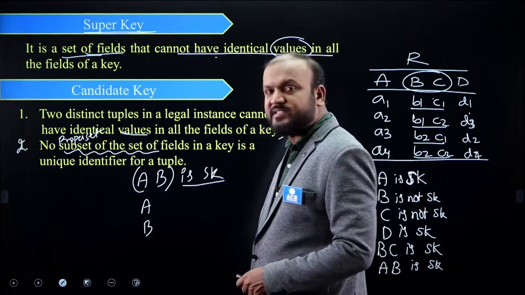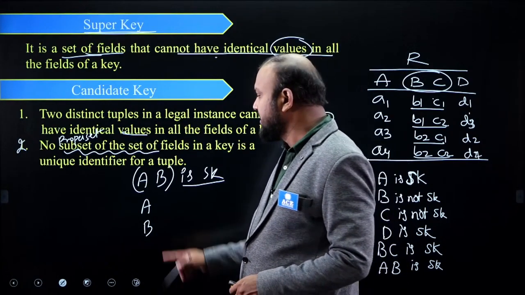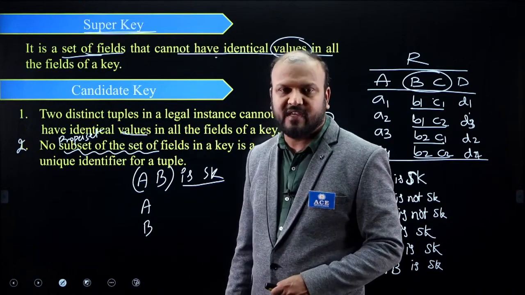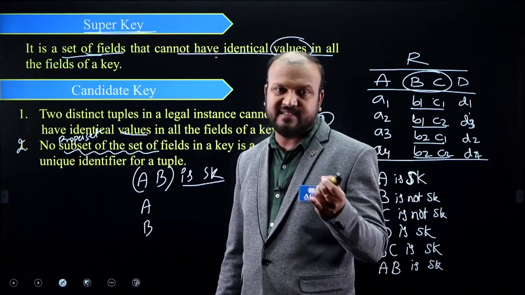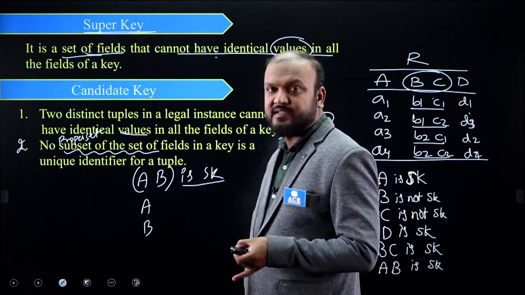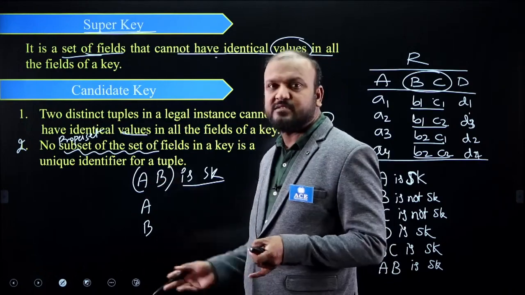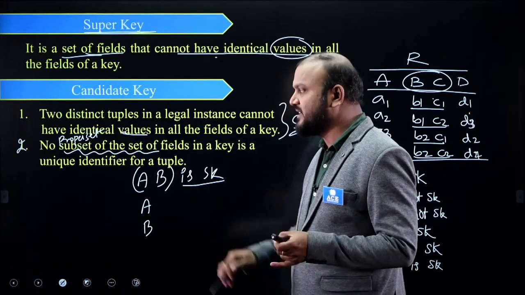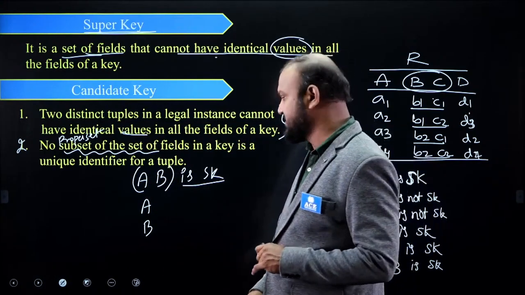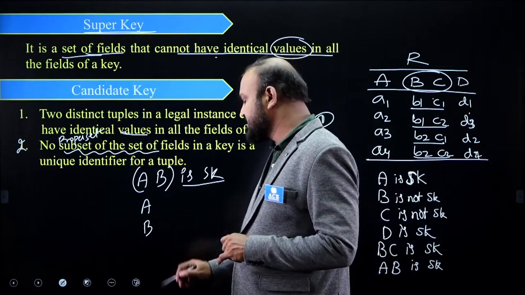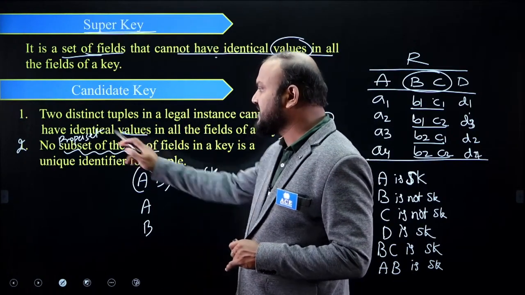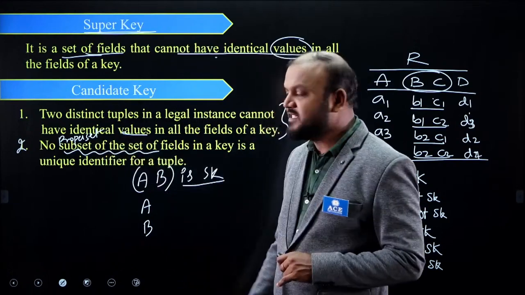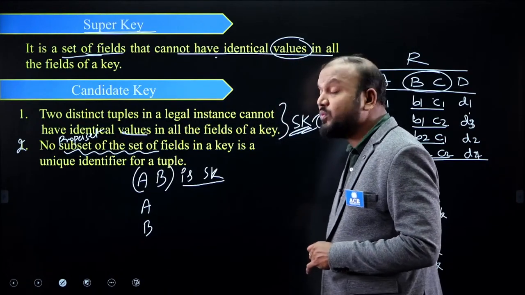So what are the proper subsets? A and B. What are the subsets of AB? Phi, because the null set is a subset of any set, and the set itself is also a subset. That's why, to avoid that confusion, I'm just using the word proper subset. So what are the proper subsets? A and B. So what is the condition? No proper subset of this set of fields in a key is a unique identifier.